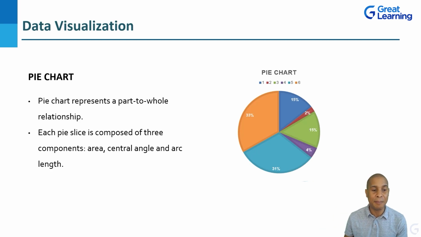A pie chart. A pie chart represents a part of a whole. Each slice is composed of 3 components: area, central angle, and an arc, just like a pie. And we can see from this representation that each color represents an amount. And this legend gives us the representation of that color. Of course, we can alter and optimize these charts.